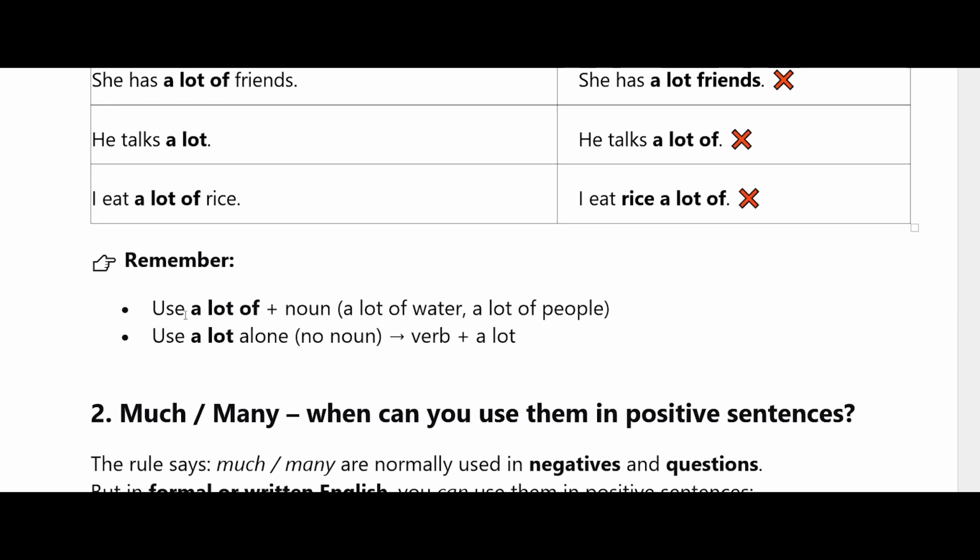So remember, use a lot of plus noun, like friends, for example, or rice, a lot of water, a lot of people, and use a lot alone, so no noun, like verb plus a lot. Like, you see, talk a lot, drink a lot, sing a lot, and so on.